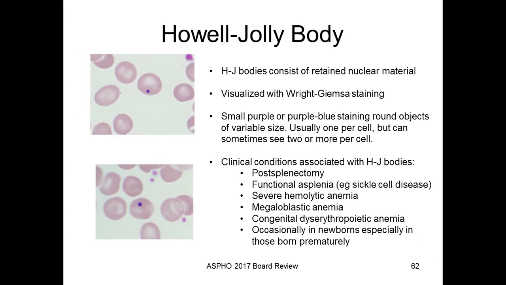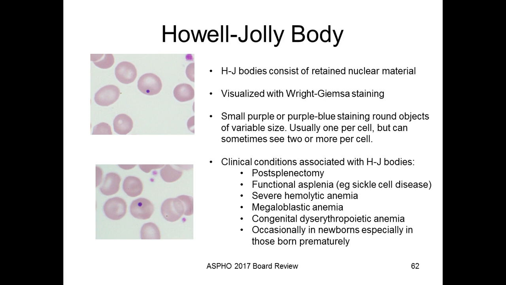The Howell-Jolly body we just reviewed consists of retained nuclear material. Because it's nucleic acid, again, you can visualize this with Wright-Giemsa staining directly from the hematology analyzers. They consist of small purple, very round objects of variable size. Typically you have one per cell, but sometimes you can see more than one per cell.